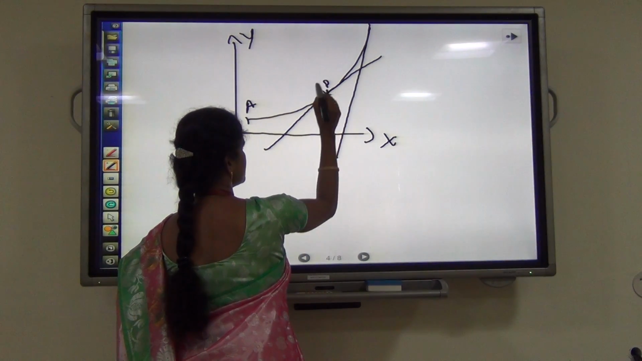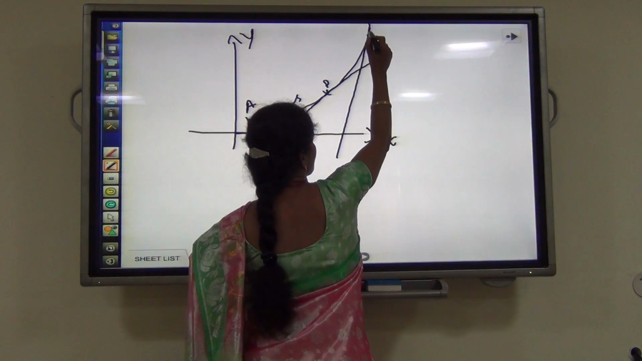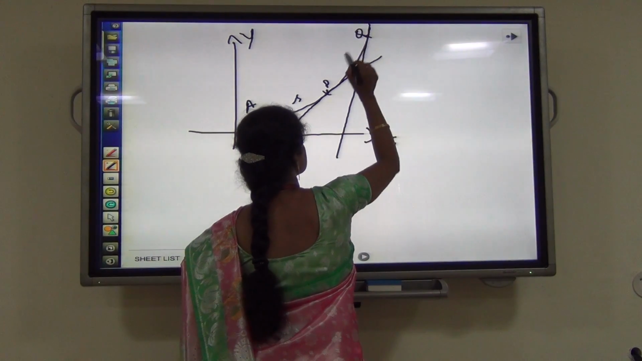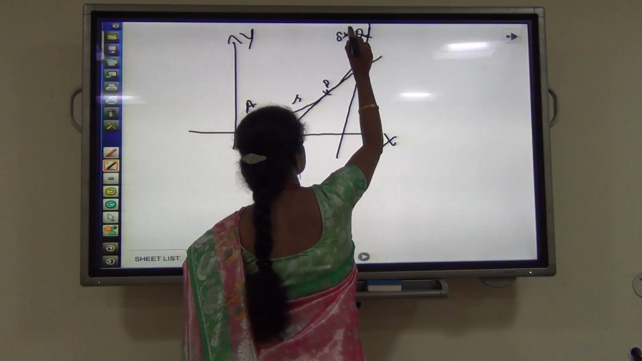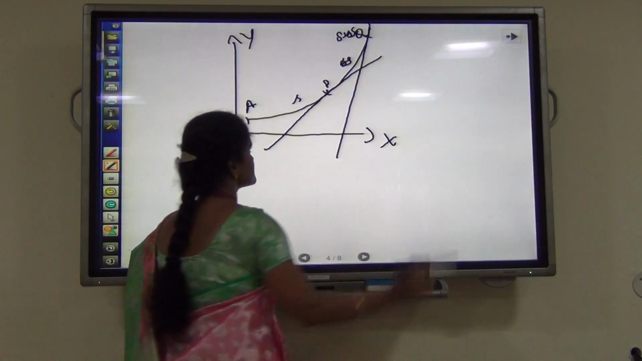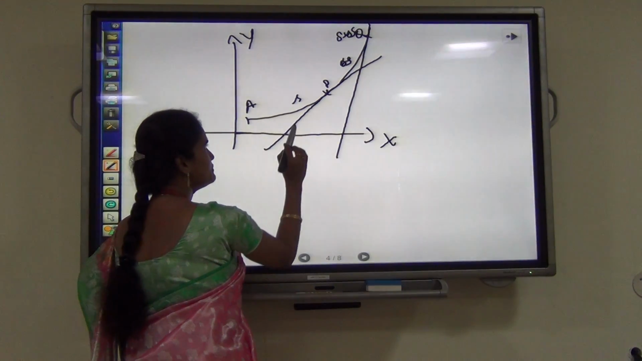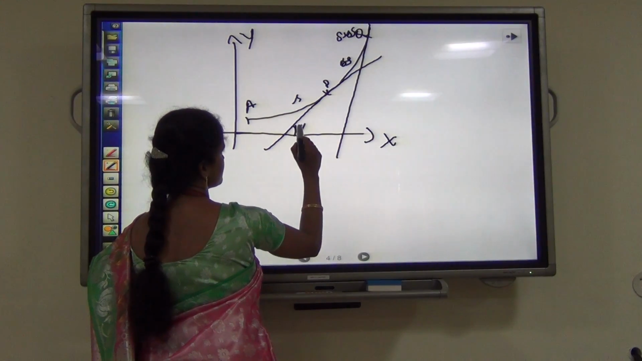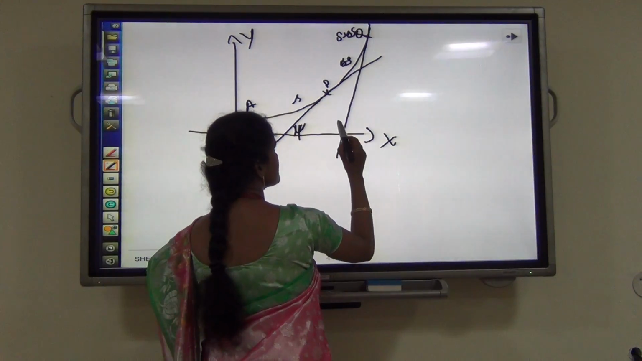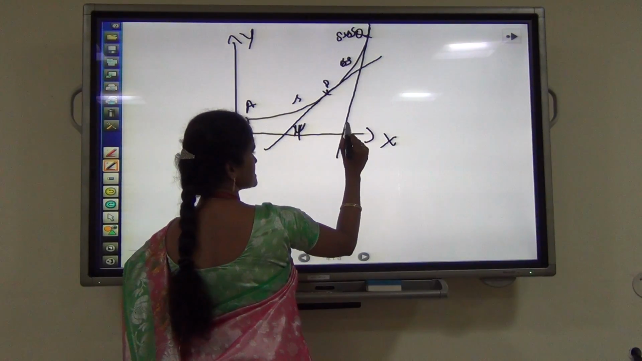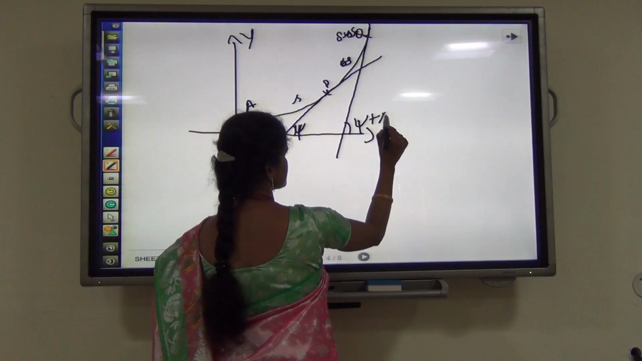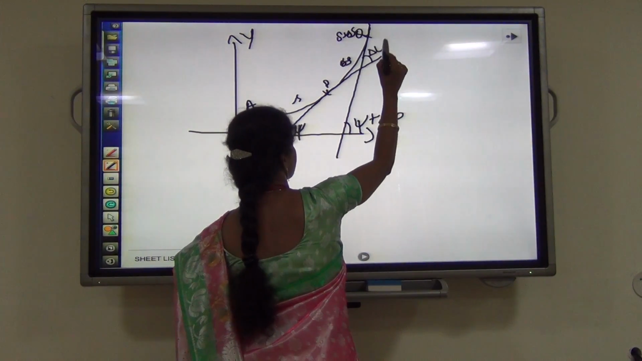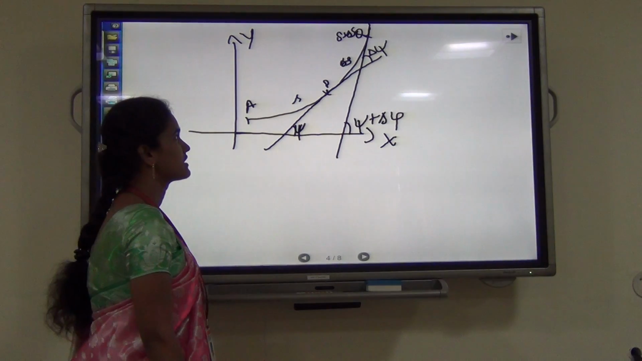This point is P, the distance we'll take as S, and the point which touches the other tangent we'll take as Q, and the distance is S plus delta S. So this distance will be delta S. The angle which the tangent here makes, we take as psi. The tangent at the other point, Q, makes the angle psi plus delta psi. So the angle between the two tangents is delta psi.